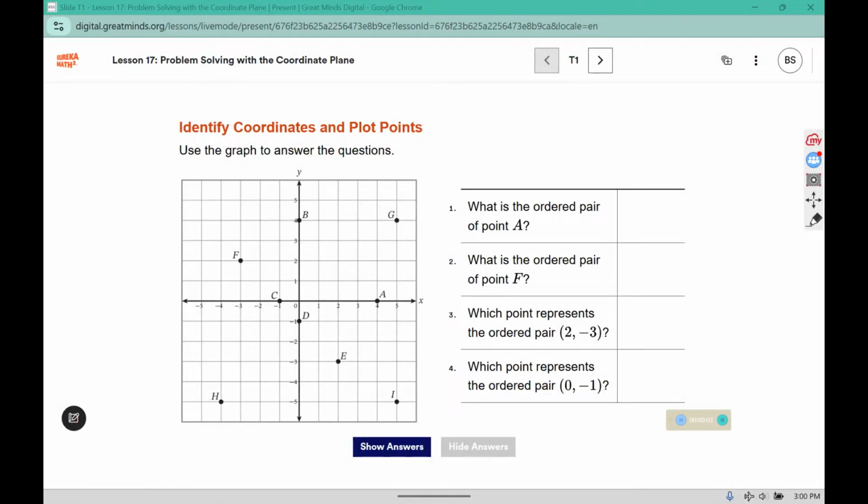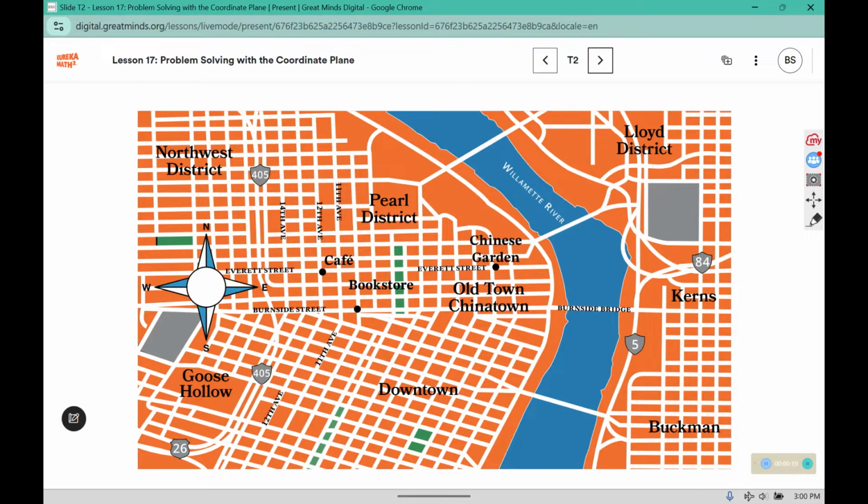Use the graph to answer the questions. For number 1 and 2, you're going to write the coordinates or the ordered pair for the points. And then in 3 and 4, you are going to write the letter that corresponds to those coordinates. Here we see a map.